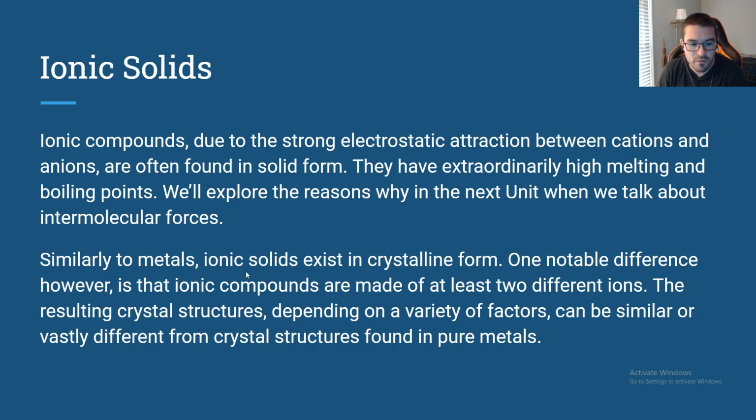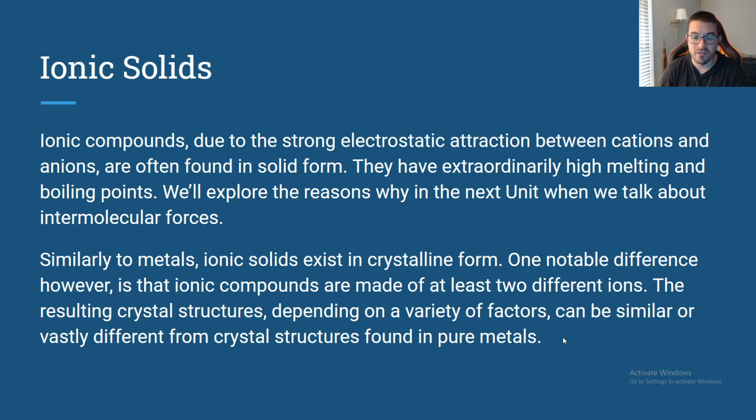So yeah, similarly to metals, ionic solids exist in crystalline forms, so regular repeating patterns. One notable difference, however, is that ionic compounds are made of at least two different ions or two different elements, right? Whereas metals can be pure. So the resulting crystal structures, depending on a variety of different factors, can be similar or different from the crystal structures found in pure metals.